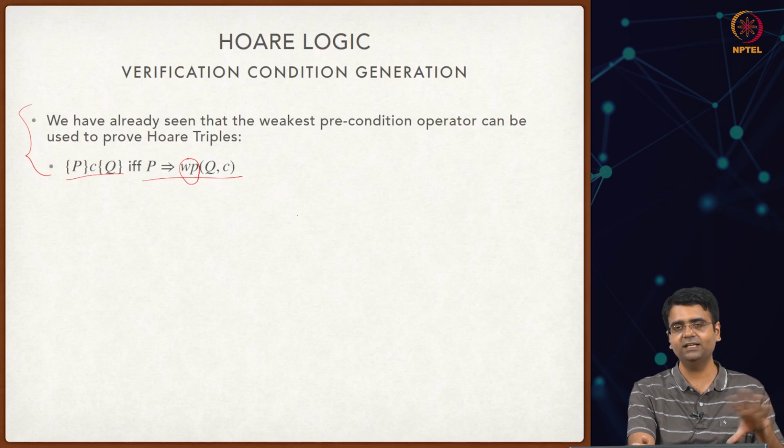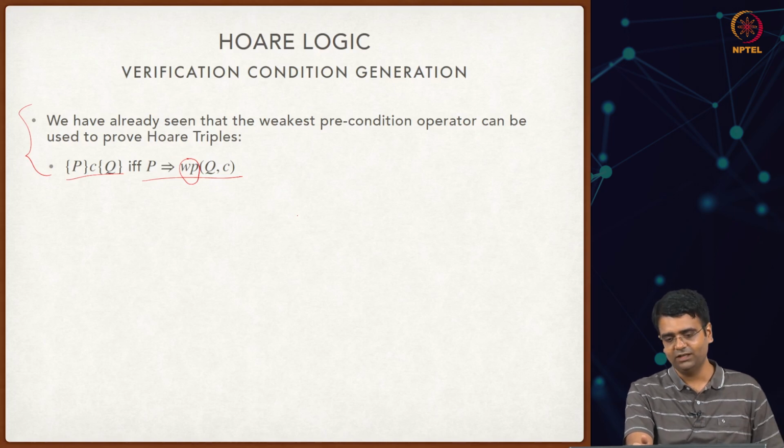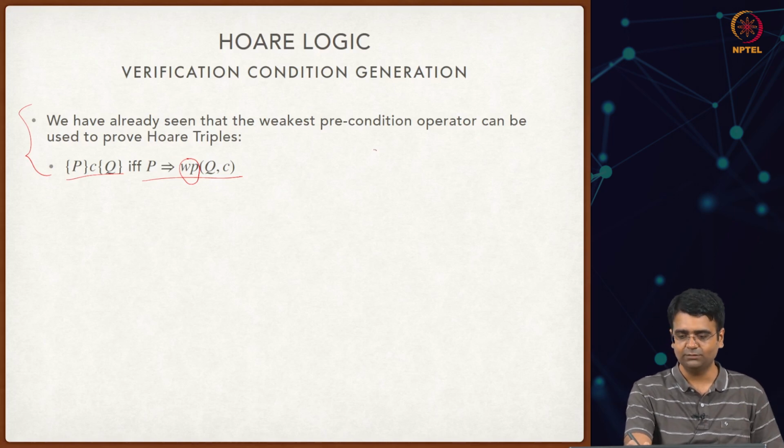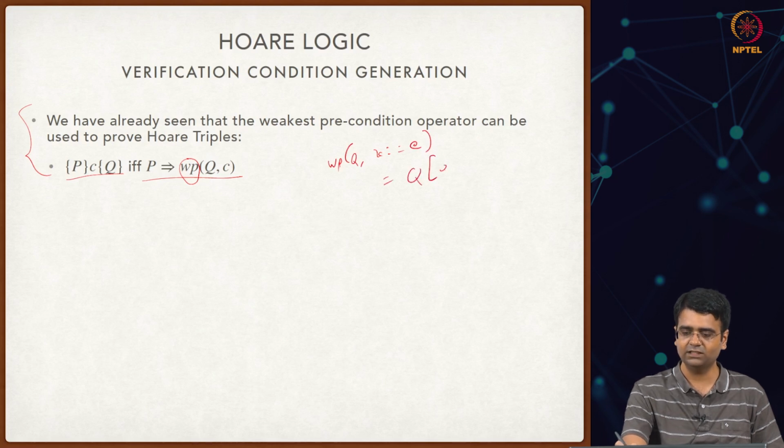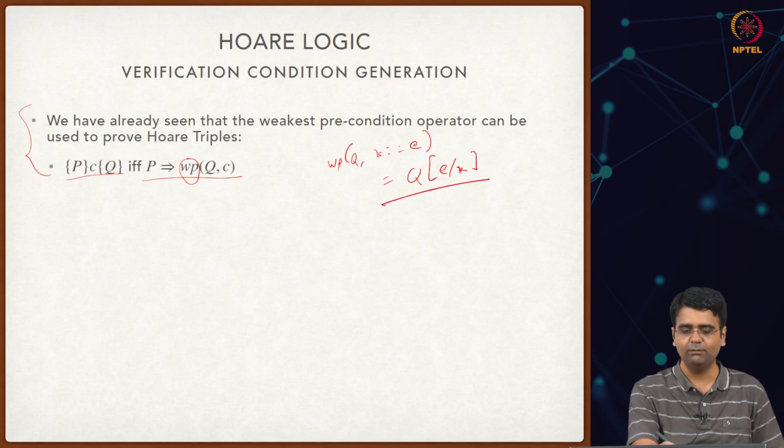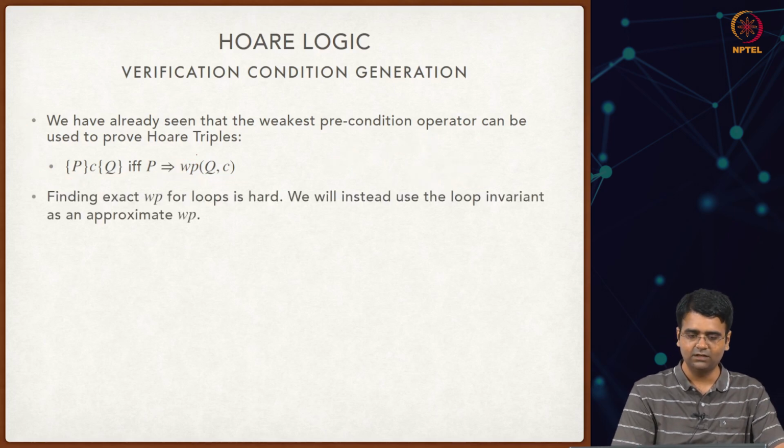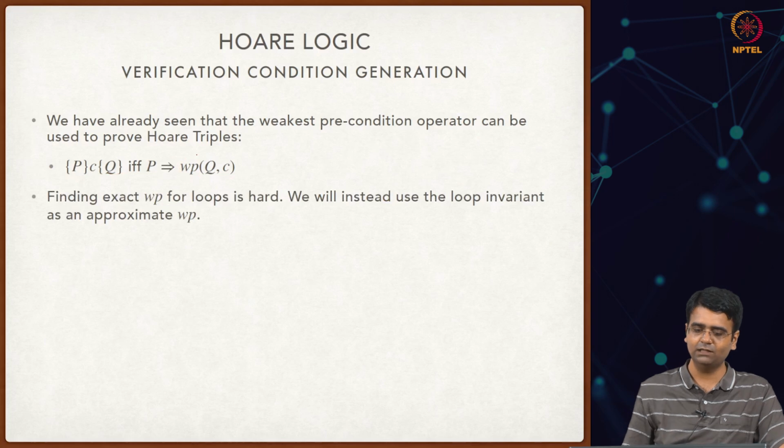You just need to syntactically manipulate the formula, where you just replace. So if you have something like x := E, and you want to find the weakest precondition for some formula Q, then this is the same formula Q except that E replaces x. This is an advantage of weakest precondition, but WP fails when you have loops. Now we have an answer to that, which is loop invariants. So we have a program with loop invariants. How do we use that in the weakest precondition procedure? Finding exact WP for loops is hard.